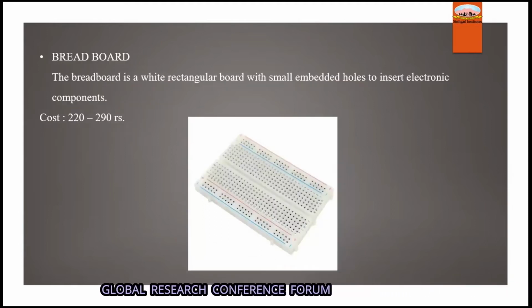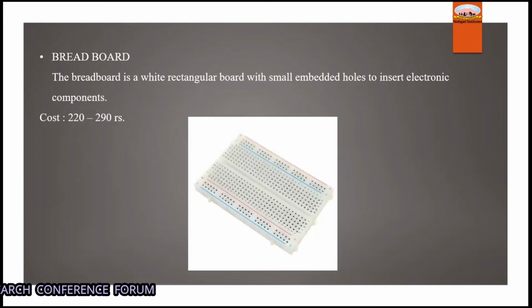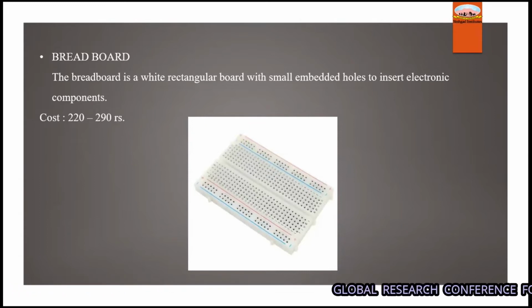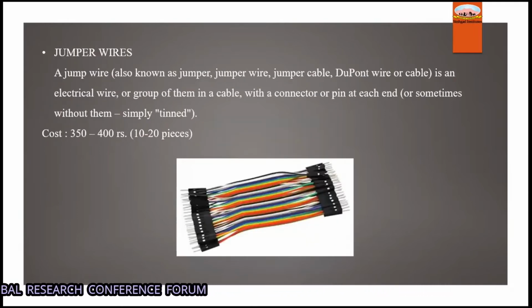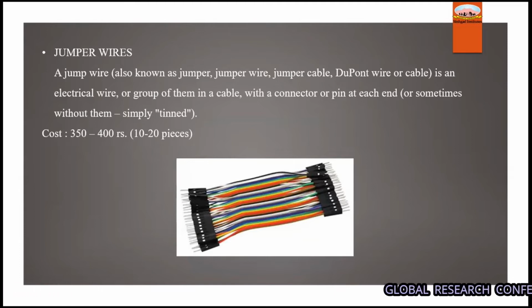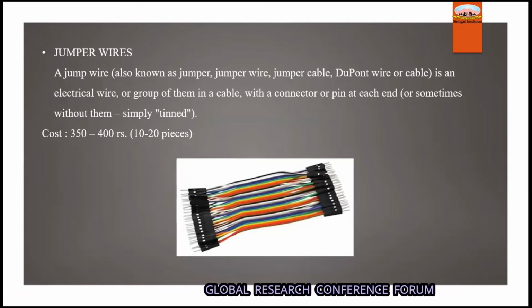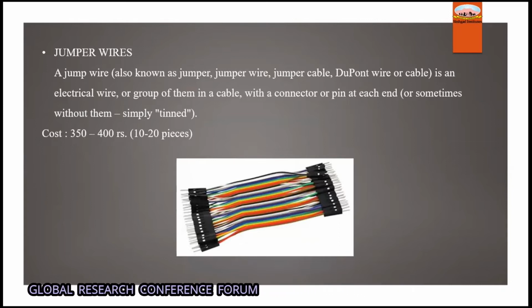Next hardware is the breadboard. The breadboard is a white rectangular board with small embedded holes to insert electronic components. And these are the jumper wires. A jumper wire is an electrical wire, or group of them in a cable, with a connector or pin at each end.